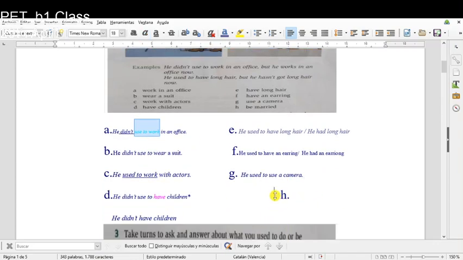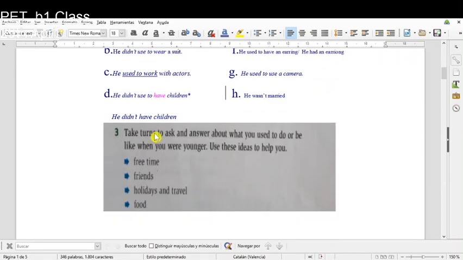And the last one, be married. ¿Qué pensáis? ¿Es una rutina? No. Yo pondría he wasn't married. Lo pondría en un pasado simple, no es una rutina todos los días. Estás casado, sí, pero no es un action verb, ¿vale? It's not an action verb. Then, I think that with this, you have more or less the idea of how and when to use used to.